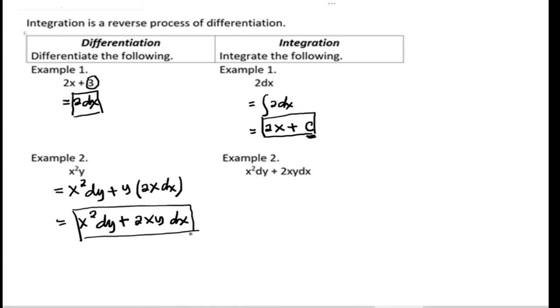Then the question: how about if we are going to integrate this x squared dy plus 2xy dx, which is the answer in the first column? To integrate this one, that is x squared dy plus 2xy dx, it will take us time to get the solution. But actually, if we just know that this is an exact expression in which the answer for this is simply x squared y, the solution becomes very easy. So our topic here is the exact equations.